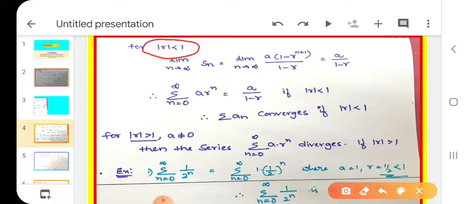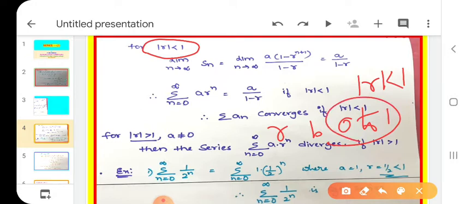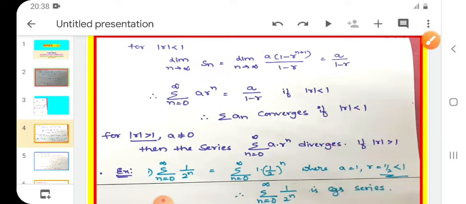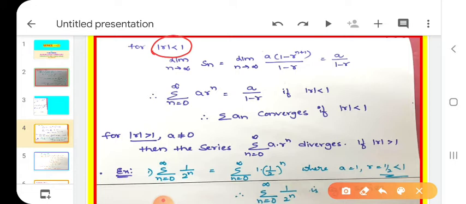Mod r less than 1 means, if the value is a positive value, then the value of r is between 0 to 1 only. Mod r means positive value. A positive value less than 1 means that value lies between 0 to 1 only. Less than 0 means it is negative. Greater than 1 means more than 1, 2, 3, 4. But we take only mod r less than 1. That means the value of r lies between only 0 to 1.